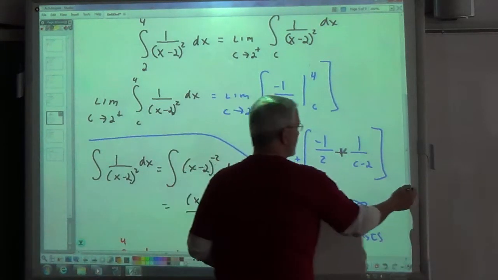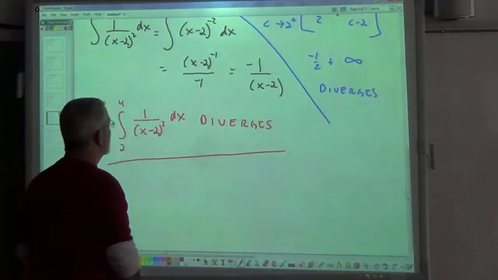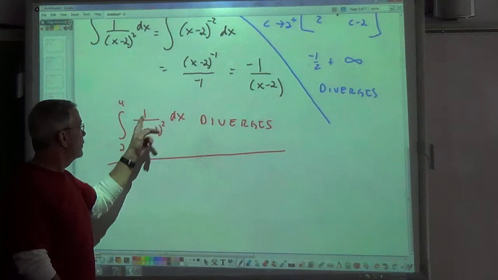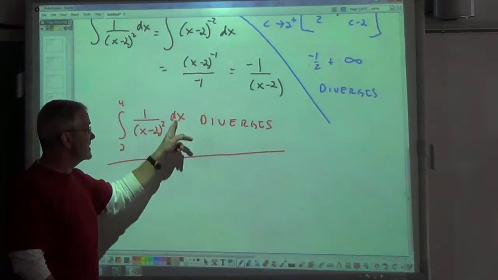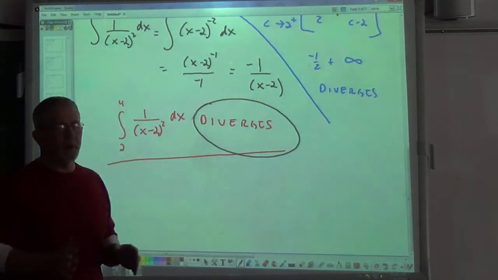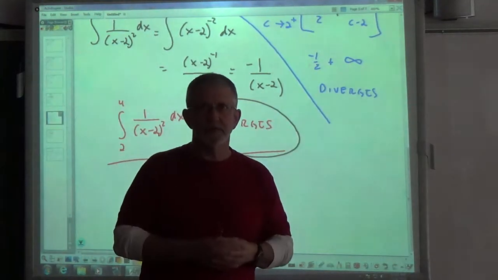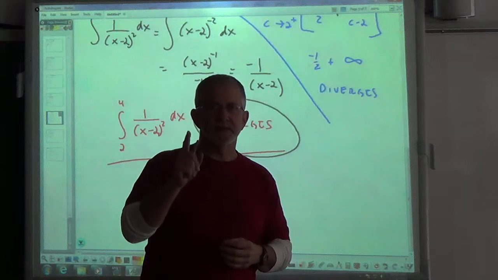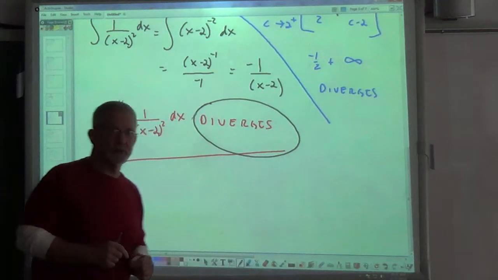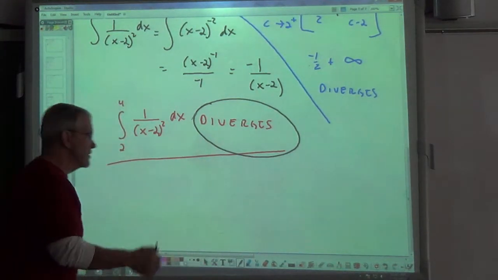The appropriate statement in this case is: the improper integral from 2 to 4 of 1 over (x minus 2) squared dx diverges. Because that's what we want to know. Do these improper integrals diverge or converge? Keep in mind the improper integral series test. Does the series diverge? Does the series converge? This one diverges. Let's do another example.